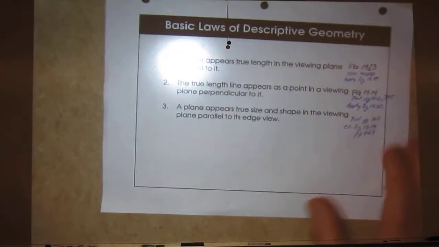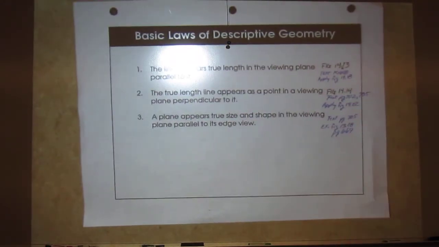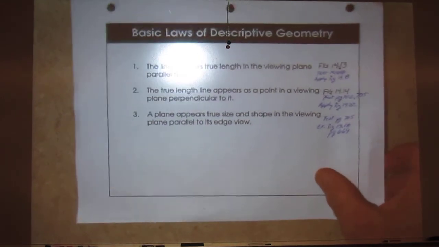In essence, that says the same thing as our rule 1. The line appears true length in the viewing plane parallel to it. Now they're using line of sight versus projection plane. That's the only difference in the two definitions, but keep in mind your line of sight in orthographic projection is always perpendicular to your projection plane. So therefore both statements really read true. Let's look at some examples.